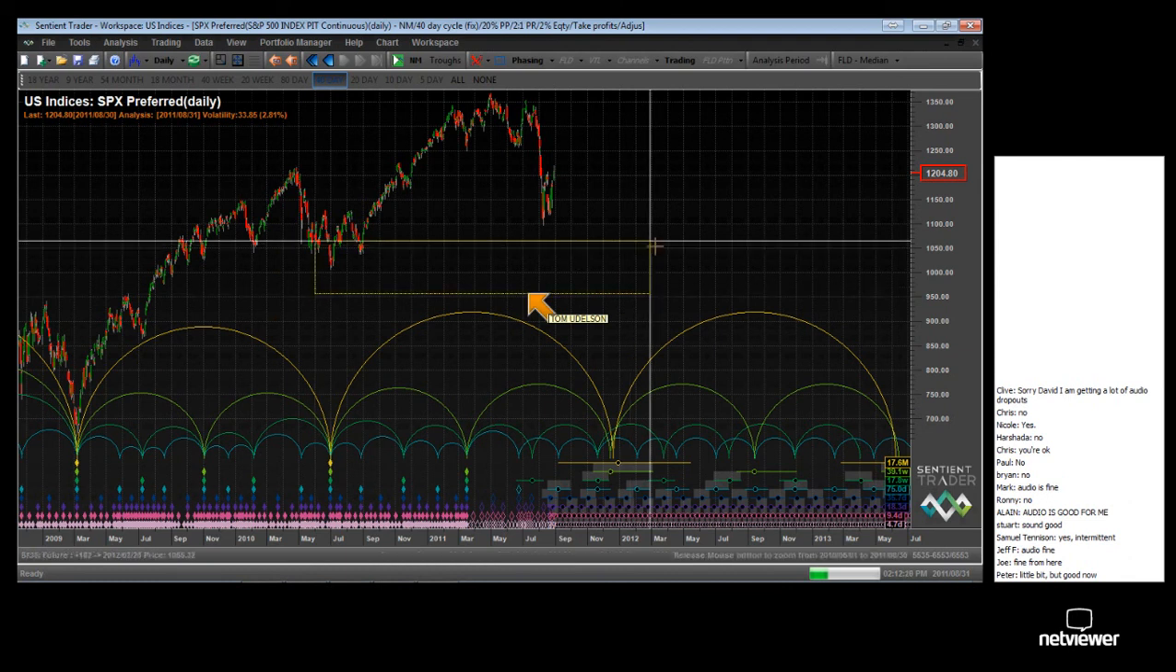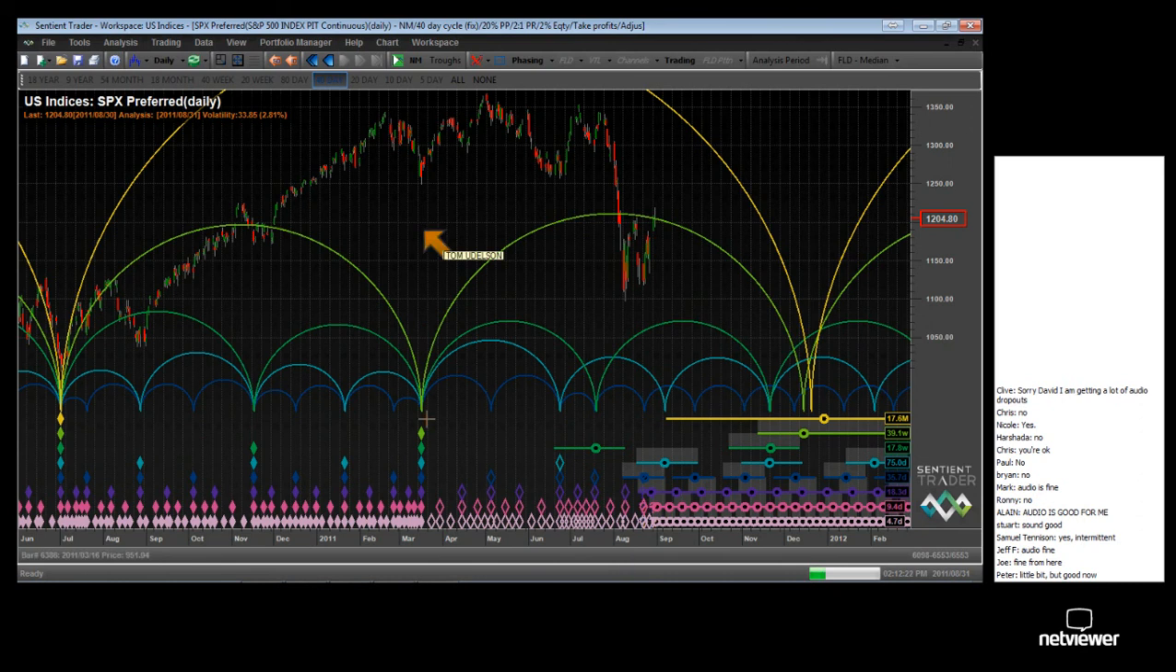And so I do that simply by dragging my mouse like that. I can zoom in, and now we see the next cycle down, which is the 40-week cycle.